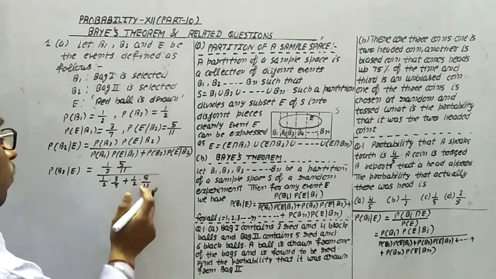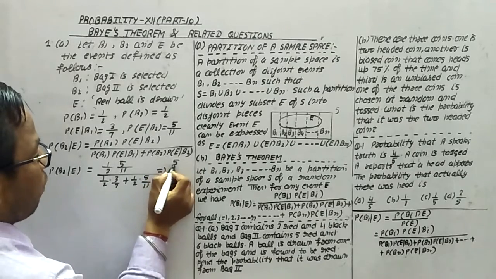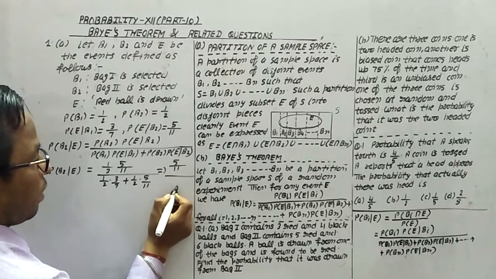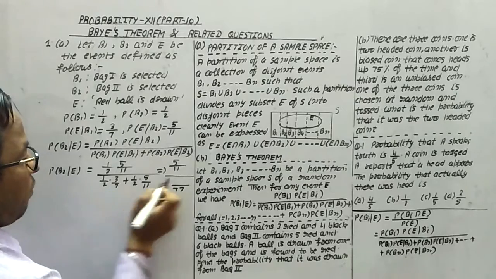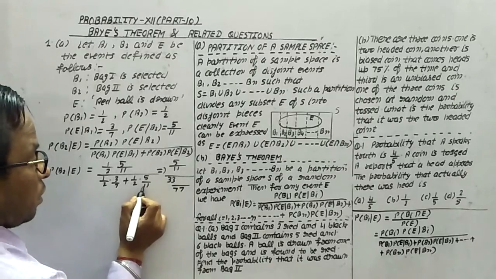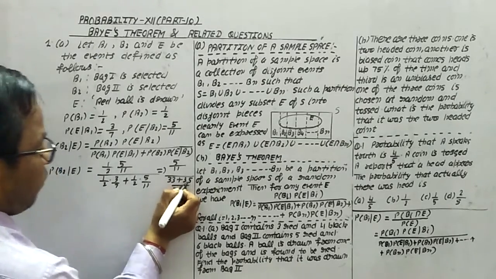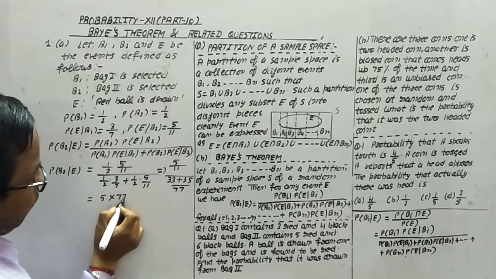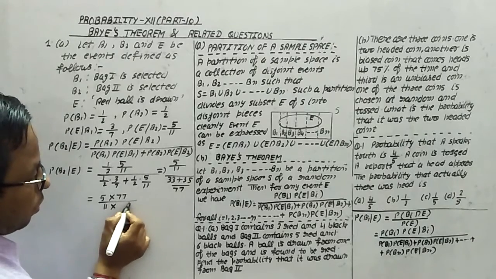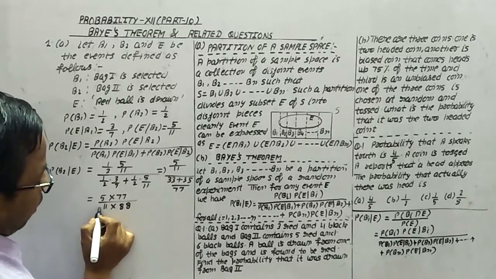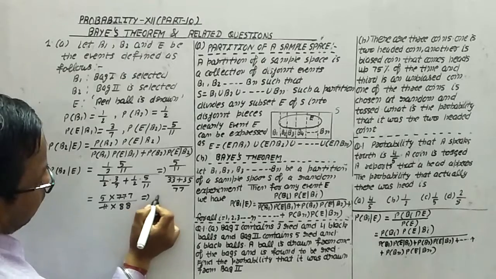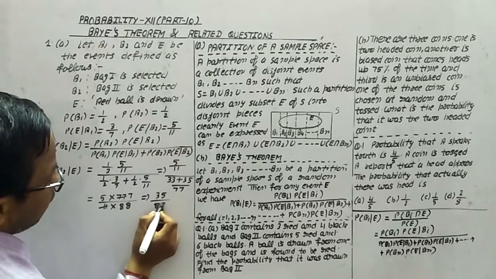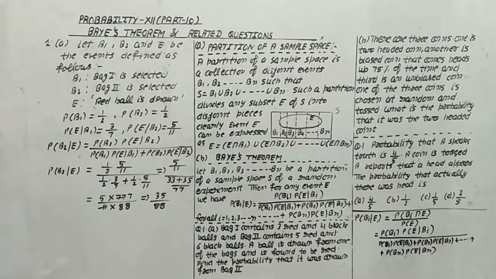Now 1 upon 2 is common throughout. So this is 5 upon 11, upon 3 upon 7 plus 5 upon 11. What is the LCM here? 77. Now 11 times 3 is 33, plus 7 times 5 is 35. Now after the cross multiplication, 5 into 77 upon 11 into 68, this is 88. Now 11 times 7 is 77. It means 35 upon 88, which is the answer for this part. Now let's start the solution of question number 1, B part.